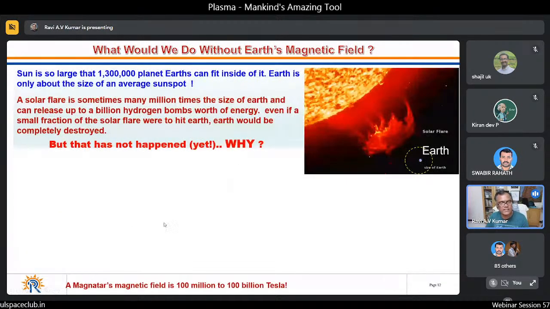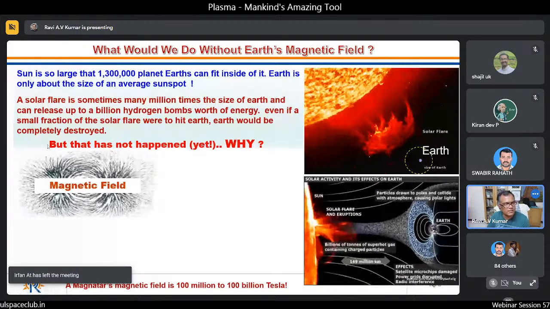Now, once again, I told the sun is a big ball of plasma, right? So you can see, and sun has something called a solar flare. You can see the solar flare. Look at the size of Earth. It's extremely tiny as compared to the solar flare. And this keeps coming all the time from the sun. But Earth is still here, right? Why is that? Simply because there is something called the Earth's magnetic field.